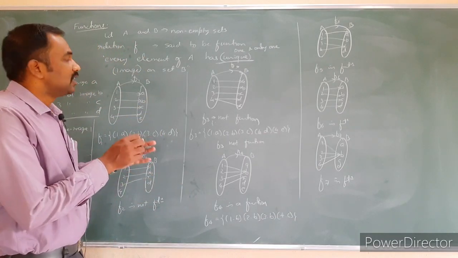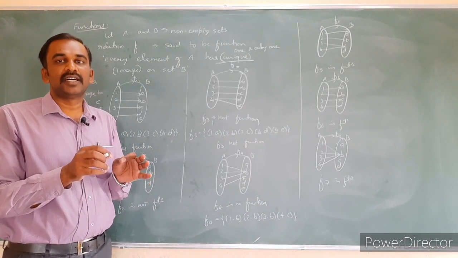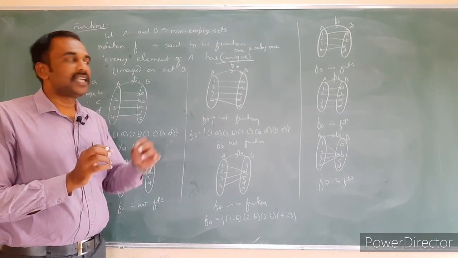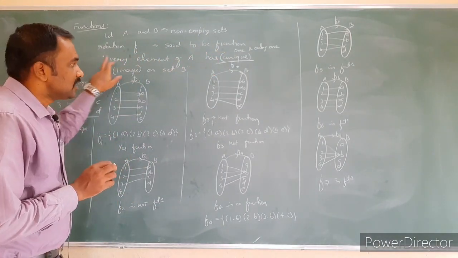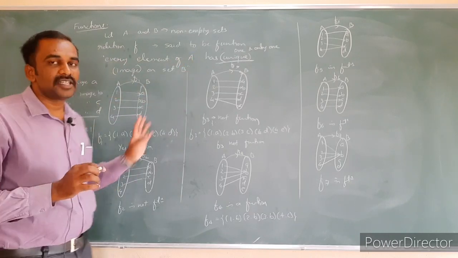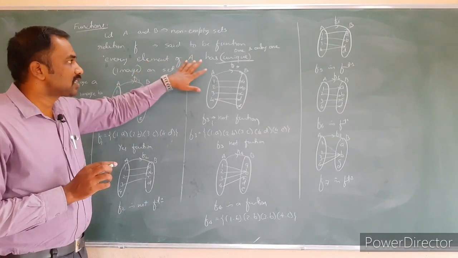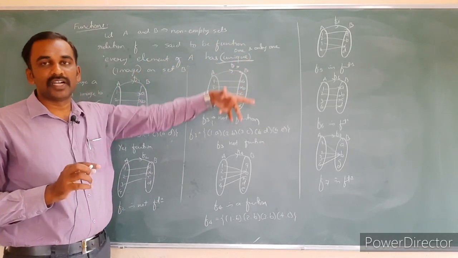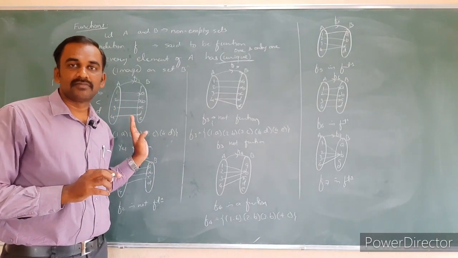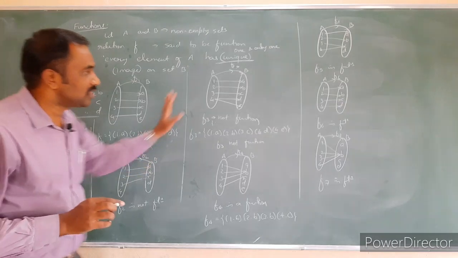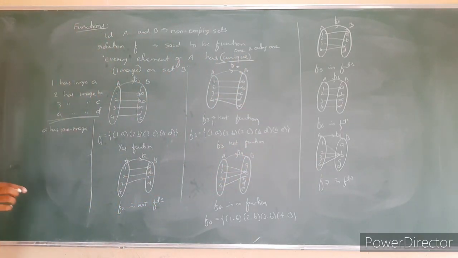A very important definition, that of the function. What is a function? Let A and B be any two non-empty sets. On those two sets, a relation F is defined. Then that relation F is said to be a function whenever every element of the first set has a unique image in the second set. Every element of the set A has one and only one image in the second set B. Then only the relation becomes a function. Just note down all these ray diagrams and the definition of the function.